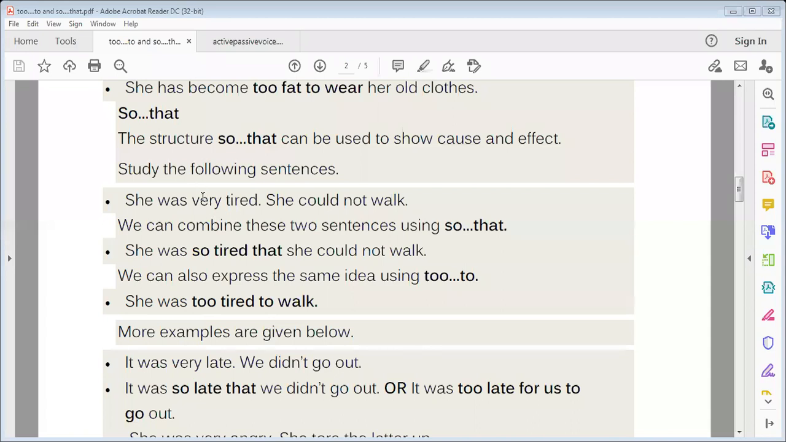Okay, pay attention here. Instead of very, I am going to write so. She was very tired. She was so tired that. And then I'm going to write the whole sentence as it is. That she could not walk.